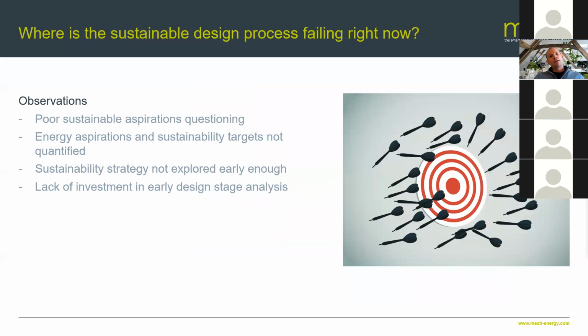So some observations. At the moment, generally speaking, there's not enough questioning of sustainable aspirations going on in existing projects. Energy aspirations and sustainability targets are not being quantified, so it's being left as kind of fluffy. Architects are bringing that to the party too late, maybe because of lack of understanding, maybe because they think there are other more important things to do on the project beforehand. As a result, the sustainability strategy for the development in those early stages is not properly being explored. And as I will show you, that leads to increased risk.